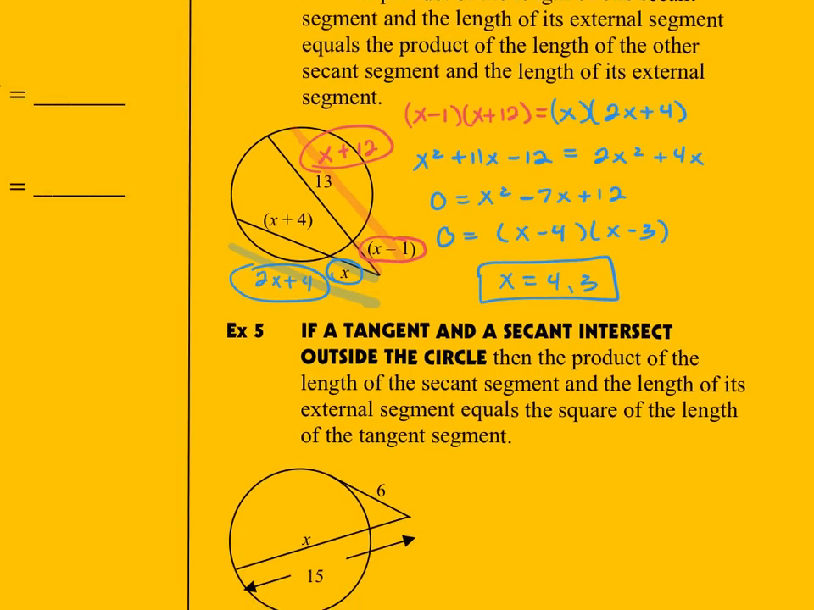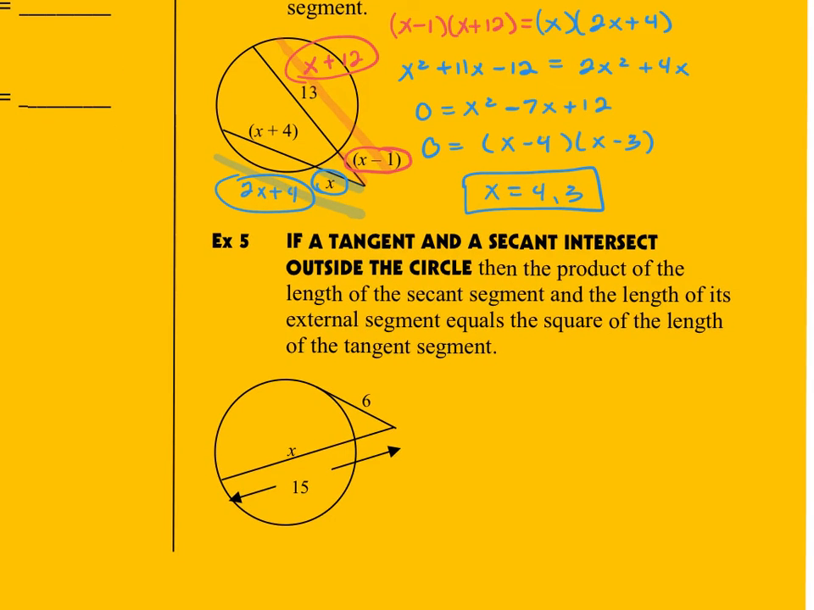Our last one looks very, very different, but it's actually the same idea. We're still going to have an outside and a whole, but this time one of our segments is going to be a tangent and one is a secant. Well, on the tangent, the outside piece and the whole piece are going to be the same. So we would have an outside piece and a whole, so what we would end up with is a 6 and a 6.